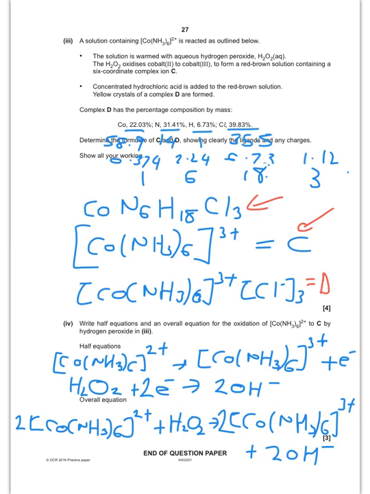Okay, finally, half equations and an overall equation for the oxidation of cobalt 2 plus to C by hydrogen peroxide. There's various ones you can do. Obviously, this one's relatively straightforward here. This one's slightly more complicated if you don't remember that one. You've got hydrogen peroxide becoming 2 hydroxide ions, and you need 2 electrons to get that to balance. You then need to times this equation here, the top one, by 2, so you have 2 electrons for there, and add them together, and Bob's your uncle. We have our overall equation here.